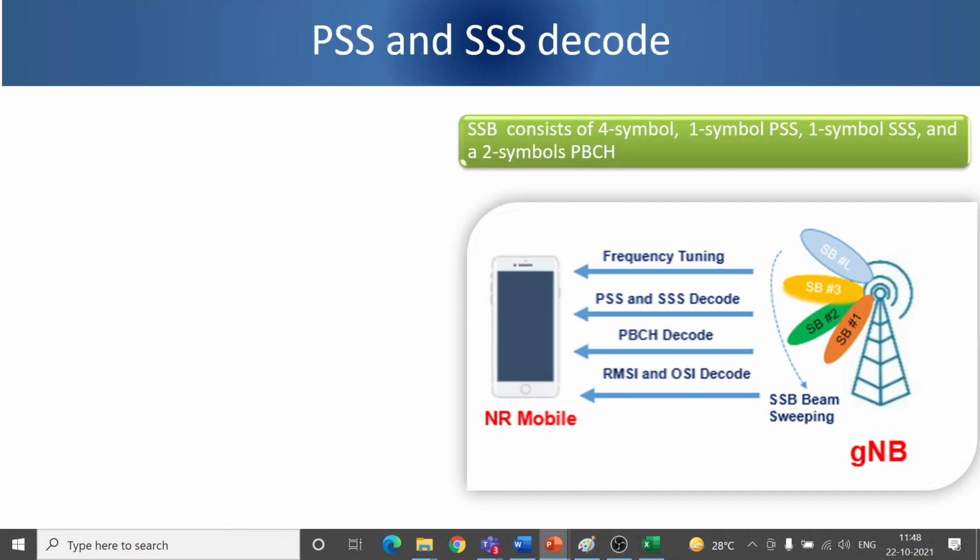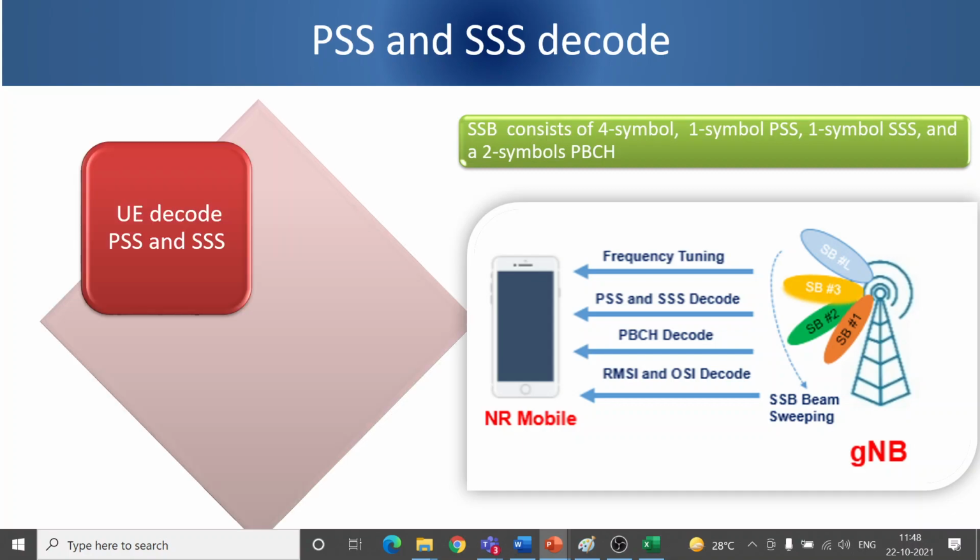The second is PSS and SSS decode. So the UE will decode the PSS and SSS, primary synchronization signal and secondary synchronization signal. What are these? Somebody has asked me about SSB sweeping. I'll be talking about that. So what are those PSS and SSS?